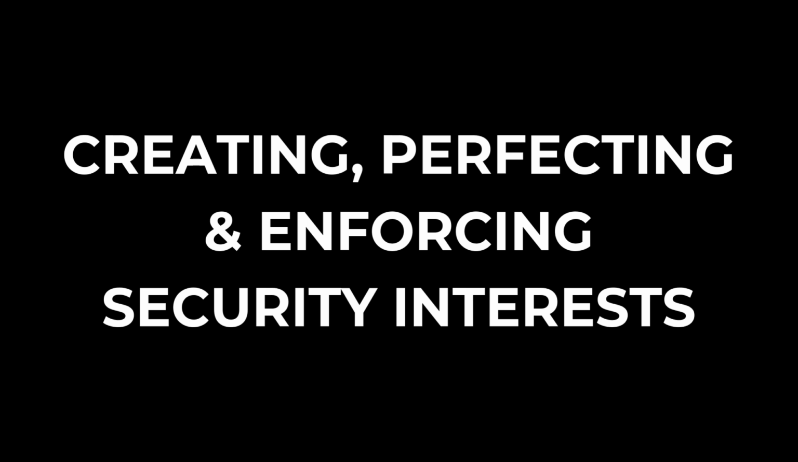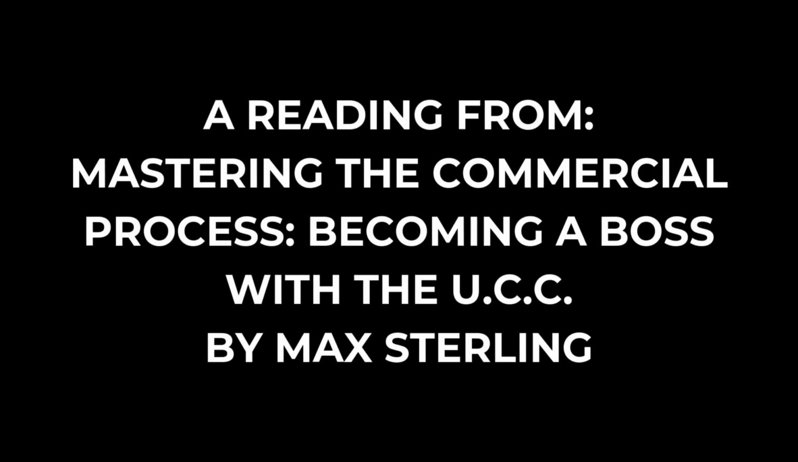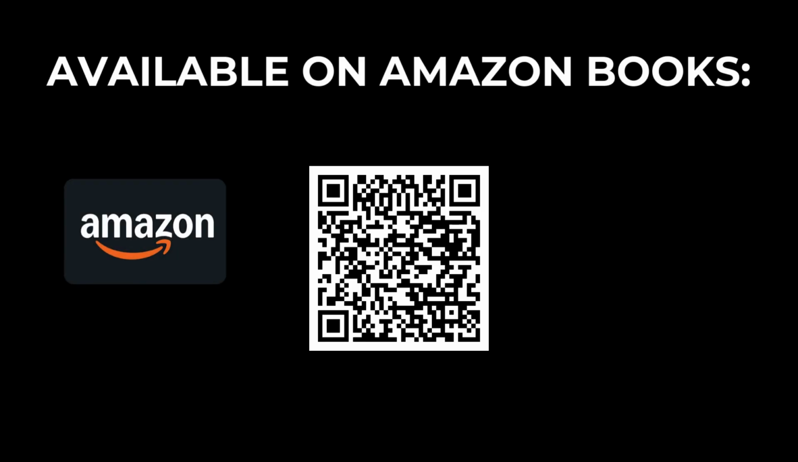Control. The third method of perfection is through control, which is primarily applicable to certain types of collateral, such as deposit accounts, investment property, and electronic chattel paper. Control means that the secured party has the ability to direct the disposition of the collateral. For example, if a borrower has a bank account that serves as collateral for a loan, the lender can perfect their security interest by obtaining control over the account, often by having the bank acknowledge the lender's security interest.